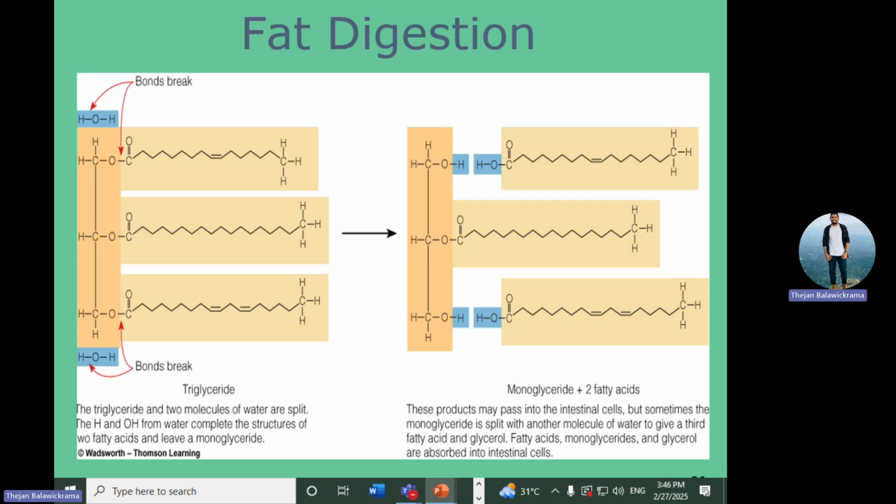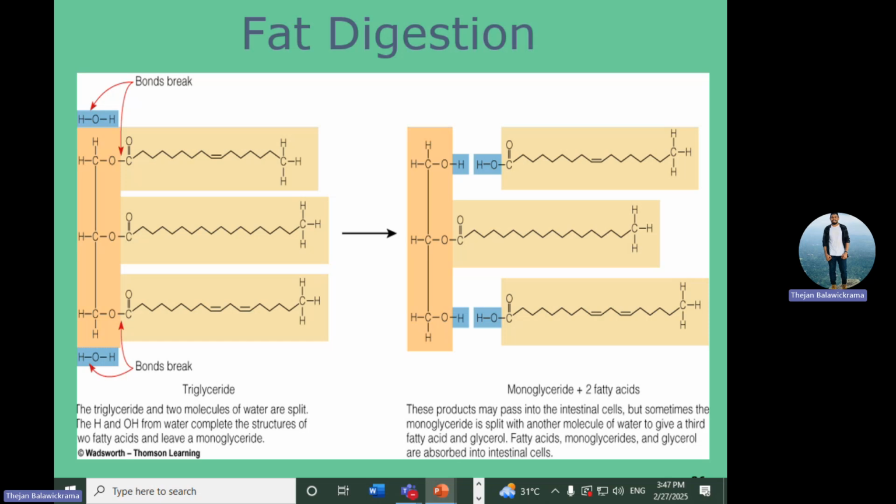Right, okay. Hope you would have tried. Very simple. Like you saw there, I went back to the previous slide so that you can easily do this. This bond is broken. These red arrow ones are broken. And the water molecule also is broken. What happens is, from the water molecule, H goes to this place, OH goes to this place.